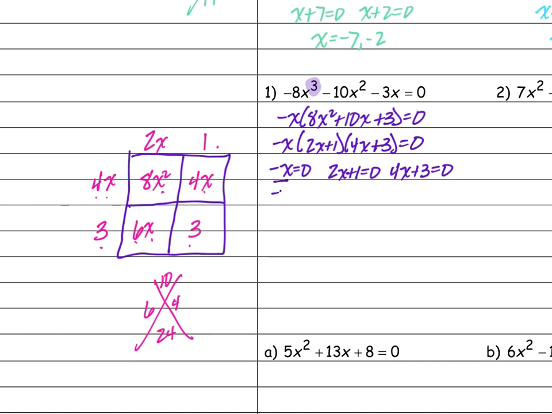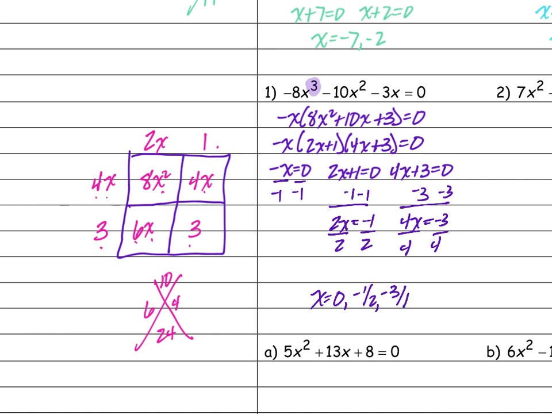So for the first one, I'm going to divide by negative 1, and then I'm going to subtract 1, and I get 2x equals negative 1, divide by 2, and this one I'm going to subtract 3, and I get 4x equals negative 3, divide by 4. So that means x is going to equal 0, negative 1/2, and negative 3/4. Okay, so 3 answers. Are there any questions? Everyone okay so far? Awesome.